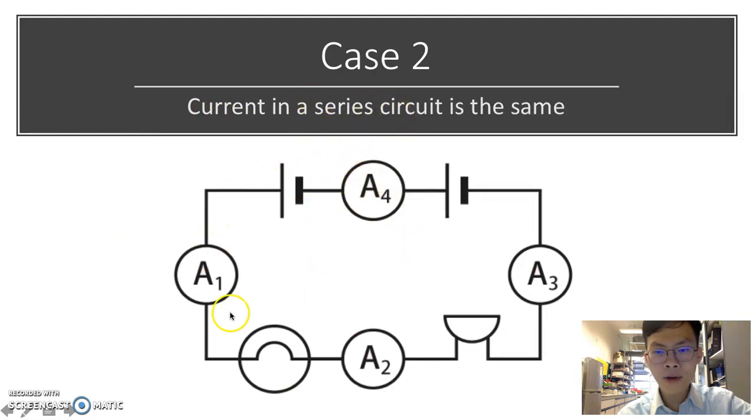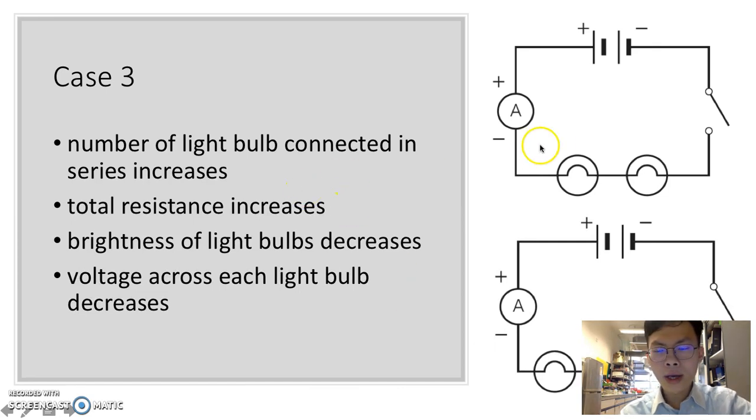The current at every point here is the same. So why does this happen? Because current is the flow of charge in a circuit, and in this circuit we only have one single path. So every point in this single path will be the same, and then the current at every point will be the same. Okay, and then in case 3, you can see two circuits, one with 2 light bulbs and another with 3 light bulbs, and the rest are the same.